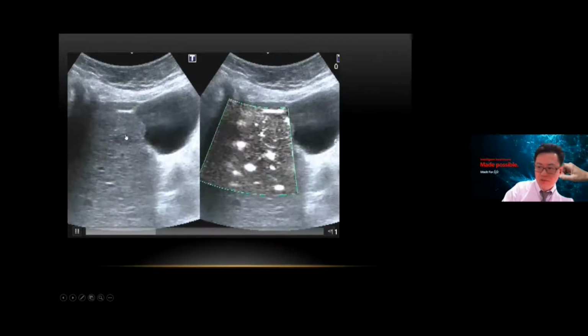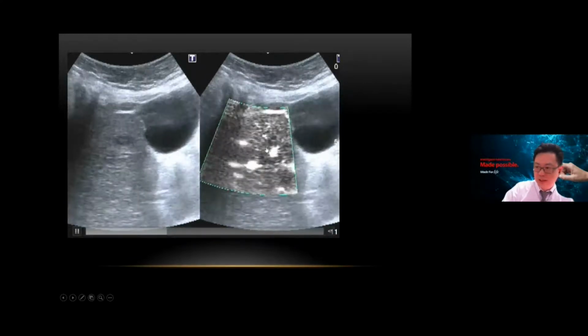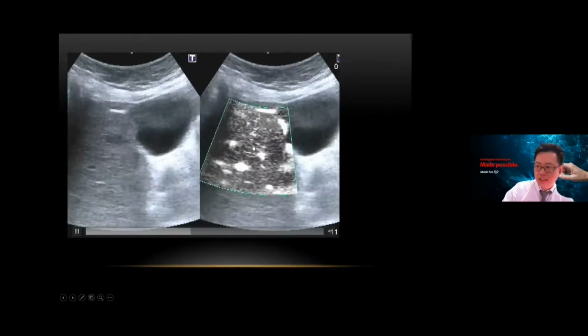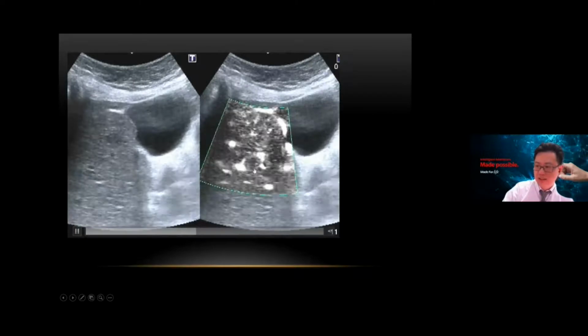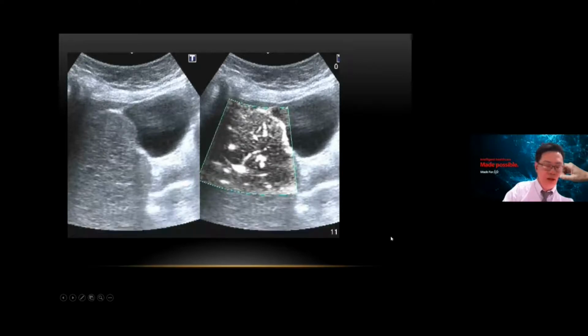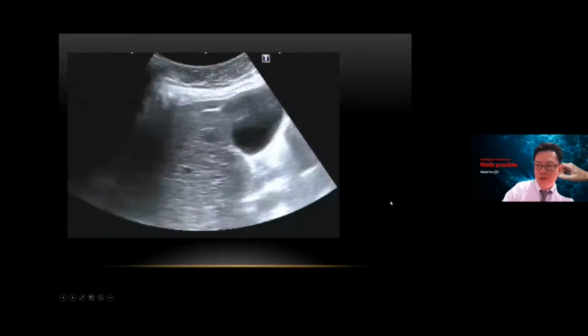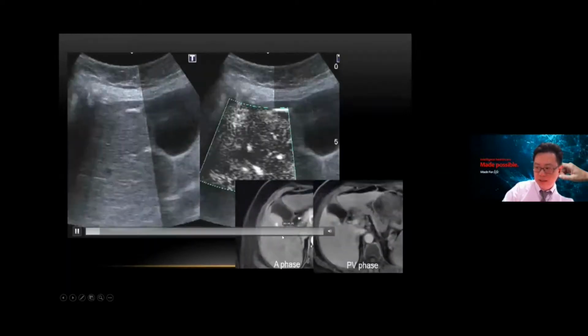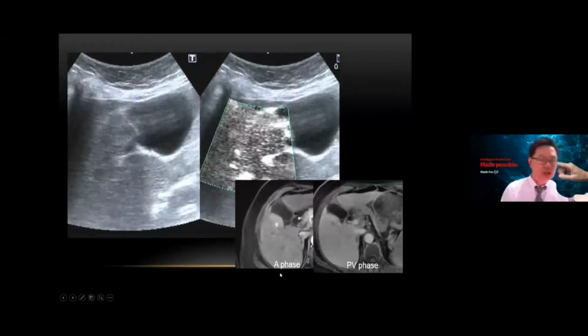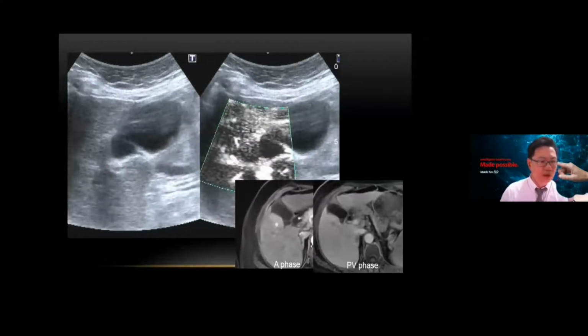If we look inside the nodule, there is enhancement, a flow inside the lesion like this here. So there's a feeding artery, a feeding vessel inside the nodule, which favors a true nodule. So we go on to the MRI. This MRI shows arterial enhancement and venous washout. This is confirmed to be a small HCC.